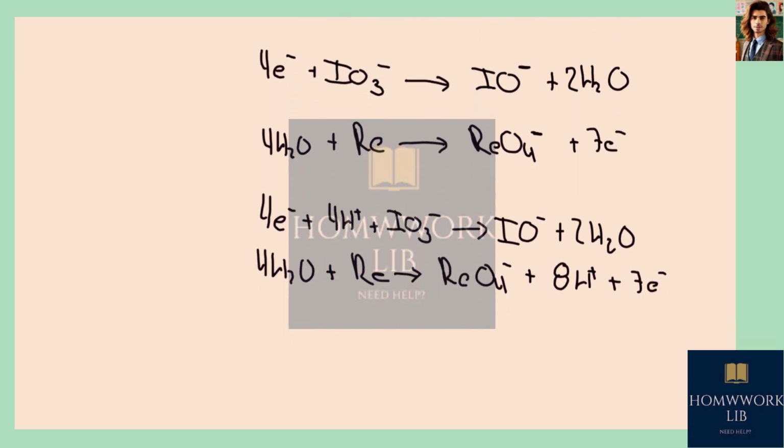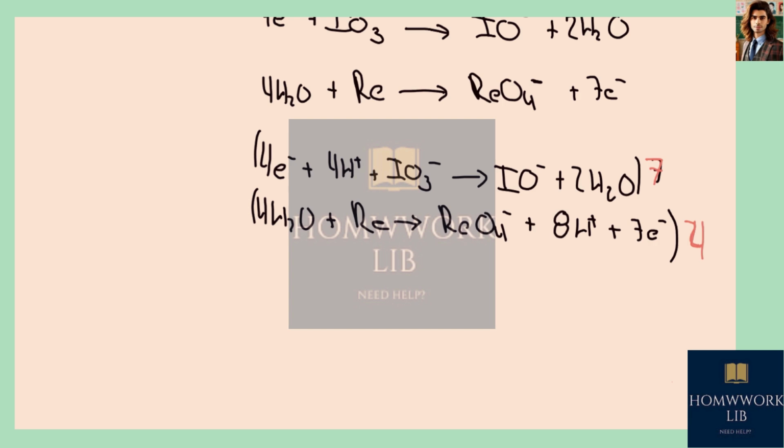So now the next step is to add up both of the equations, but since the number of electrons is different on each side, I need to multiply each of them by the coefficient of the other. So, for example, the first reaction needs to be multiplied by 7, and the second one multiplied by 4, since those are the number of electrons that appear on each of them. So now the equations become 7 times 4 is 28 electrons plus 28 protons plus 7 of IO3 minus is going to produce 7 of IO minus plus 14 of water molecules.